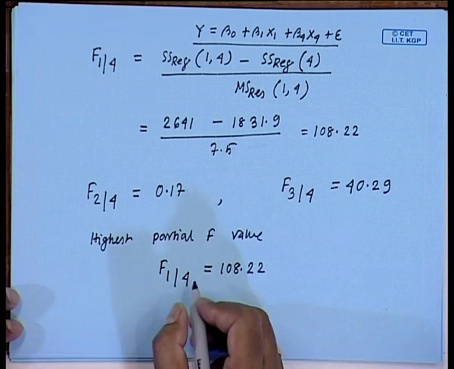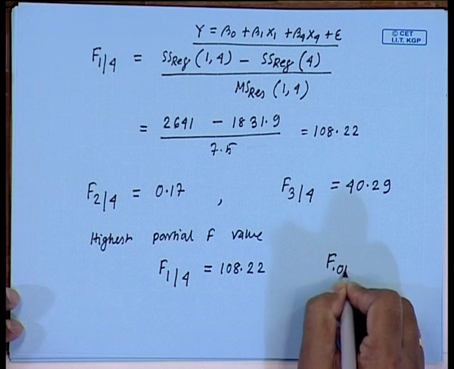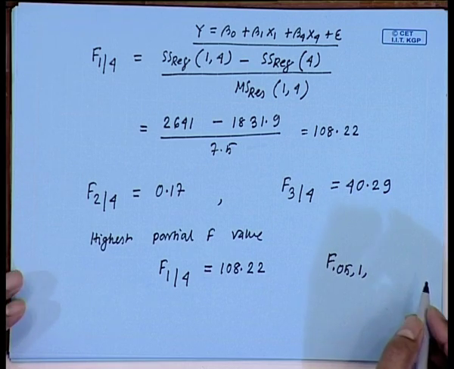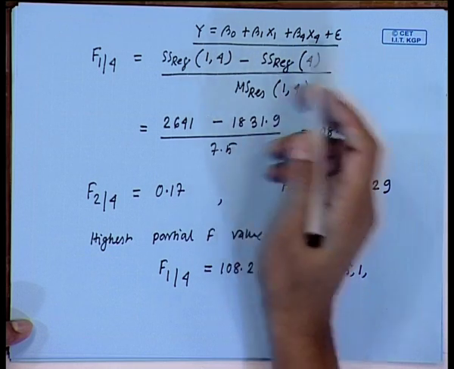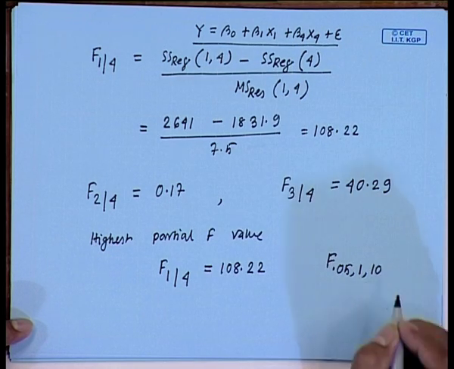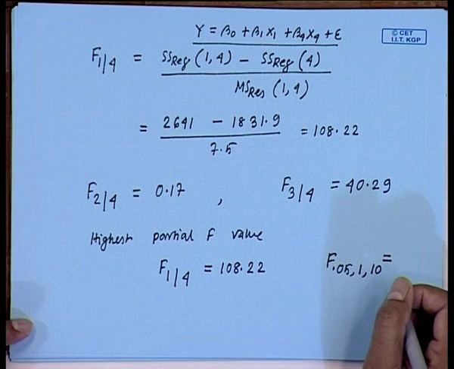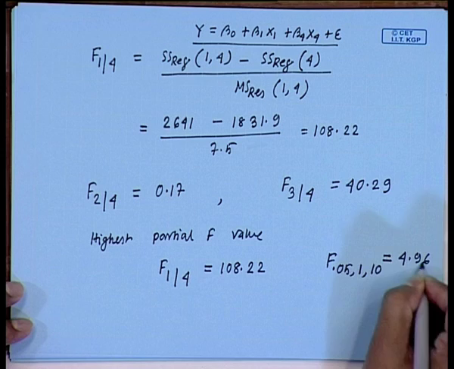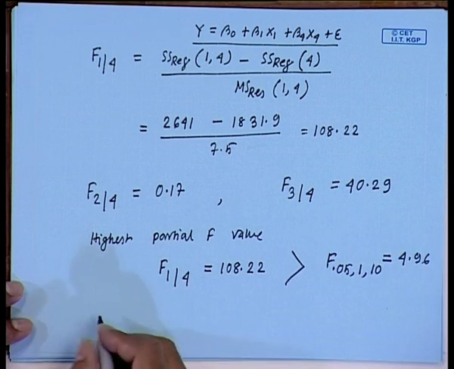And now you check the tabulated value F 0.05, 1 and the residual degree of freedom here. Now, you have 3 unknowns in the model. So, 13 minus 3, that is 10, that is the residual degree of freedom, and this value is equal to 4.96, and of course, this one is larger than 4.96.